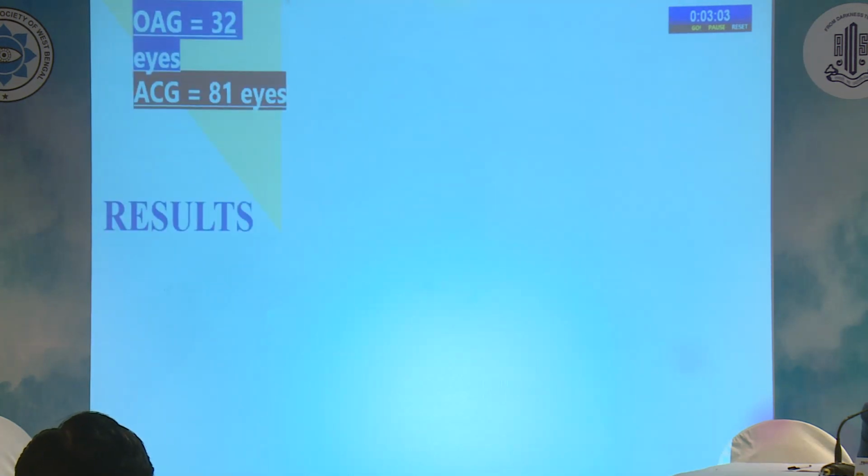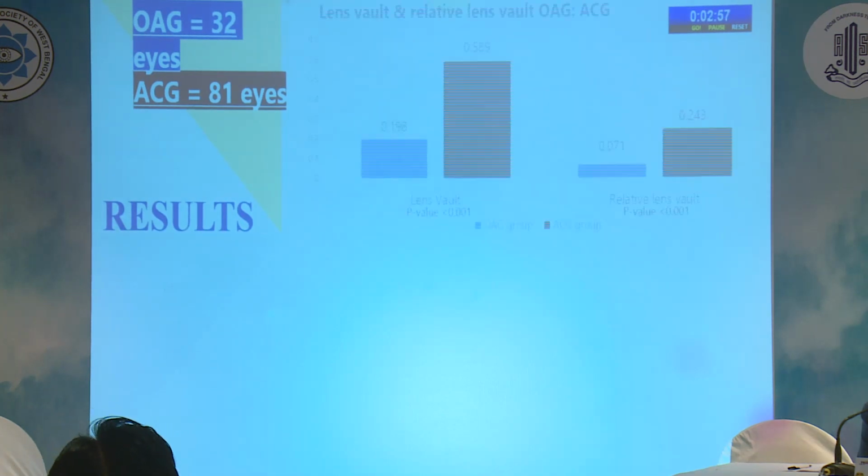Coming to the results. Our study included 81 eyes with angle closure glaucoma and 32 eyes with open angle glaucoma, and here are the results. Lens vault. What is lens vault? It is basically the distance between the anterior pole of the crystalline lens from the line joining the two scleral spurs. It is a newer modality which is coming up and is a basic risk factor for causing angle closure.